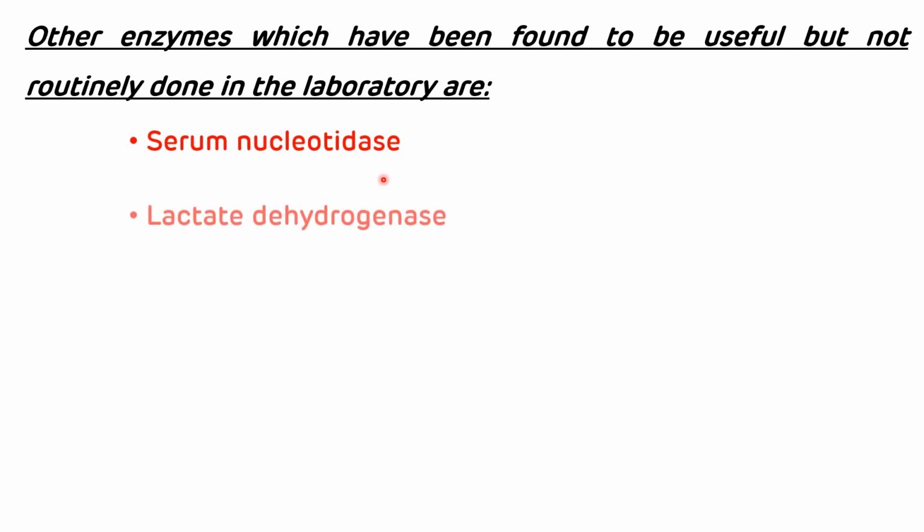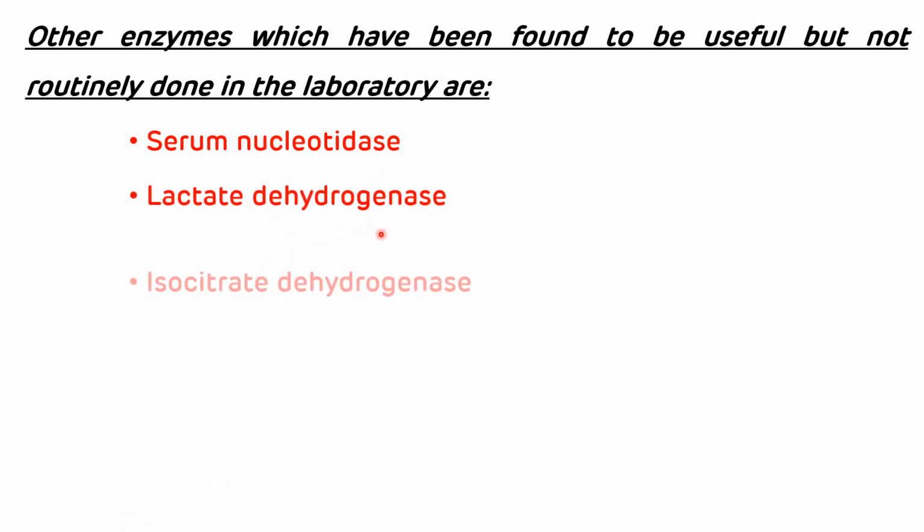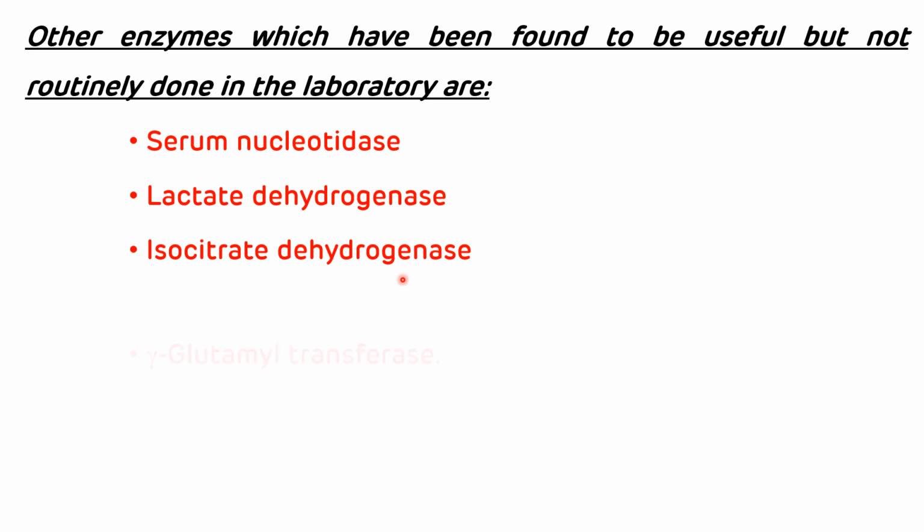Other enzymes which have been found to be useful but are not routinely done in the laboratory are, first, serum 5'-nucleotidase, which is also increased in obstructive liver diseases. Second is lactate dehydrogenase, that is LDH. Third is isocitrate dehydrogenase. The last one is gamma glutamyl transferase. Gamma glutamyl transferase level is increased in chronic alcoholism, and the normal level is 10 to 40 international unit per liter. So gamma glutamyl transferase is the test which is done to see whether alcohol abuse is there or not.